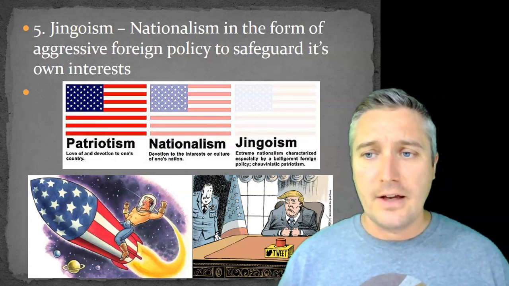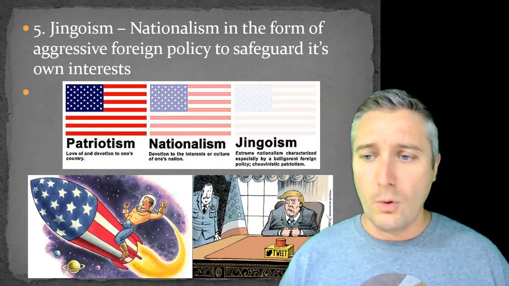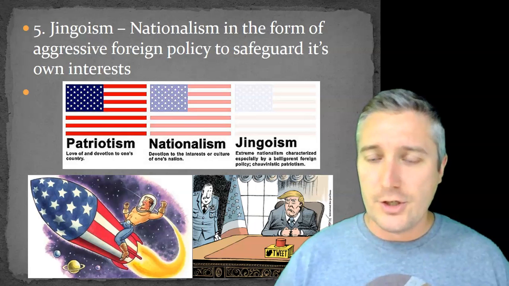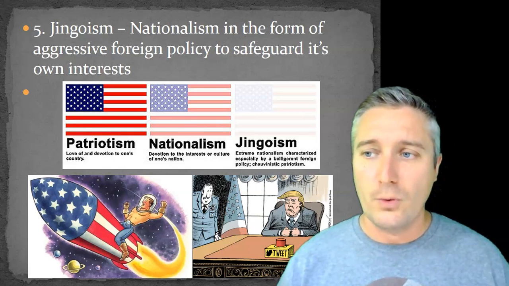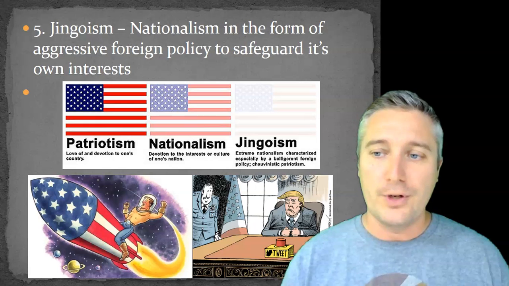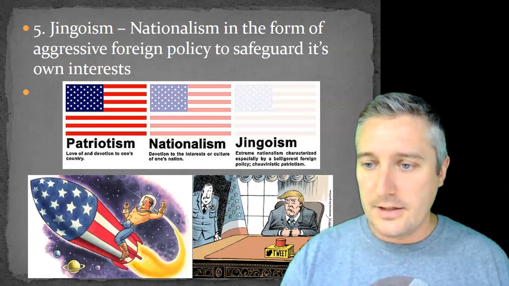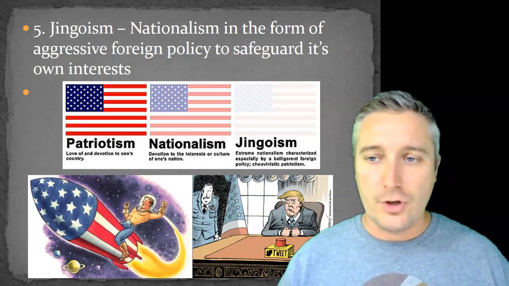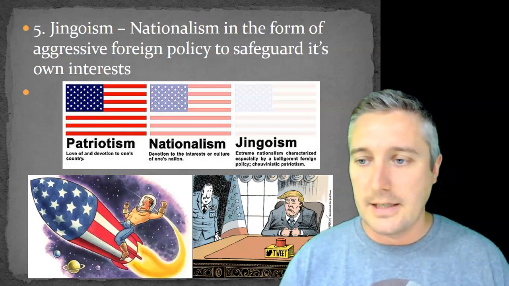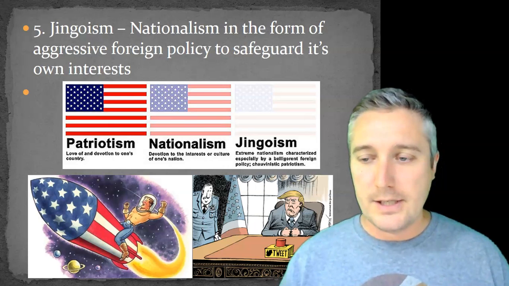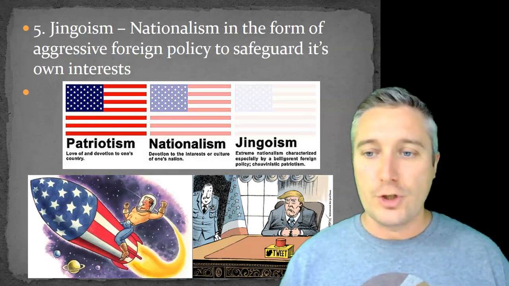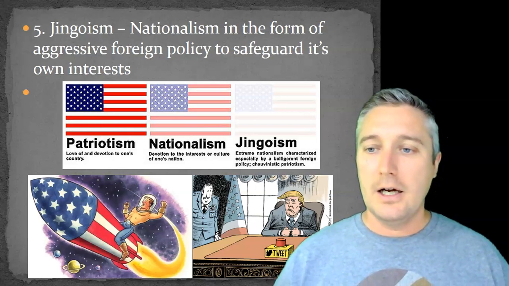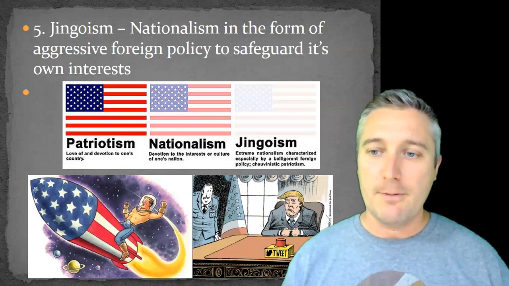Now, another thing that Roosevelt was known for was what's called jingoism, and the definition, as you can see, is nationalism in the form of aggressive foreign policy to safeguard its own interests. And I like the three flags here because a lot of times these terms get used synonymously, and that's not exactly right. So patriotism: love of and devotion to one's country. Nothing wrong with patriotism. It's good to be patriotic. The Olympics, right? A very patriotic event.